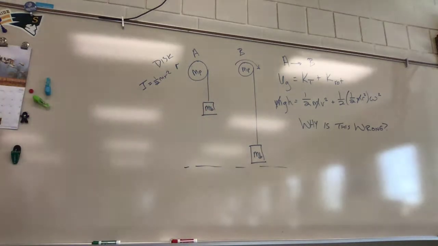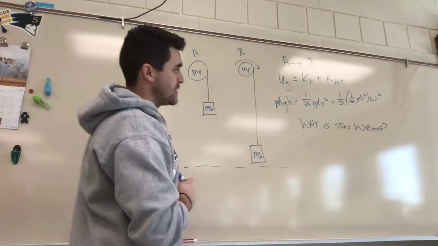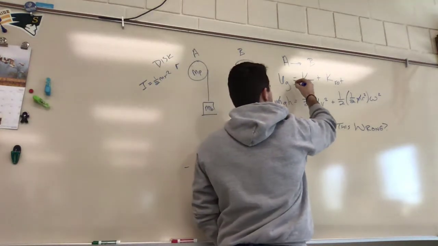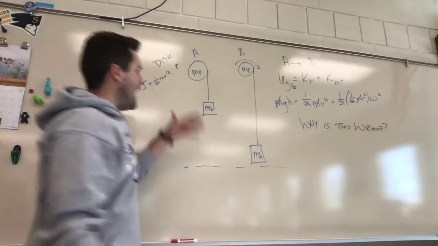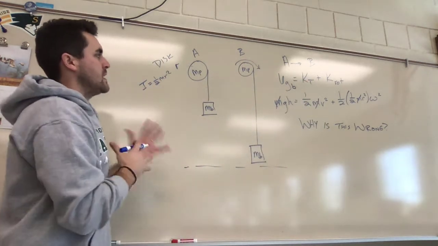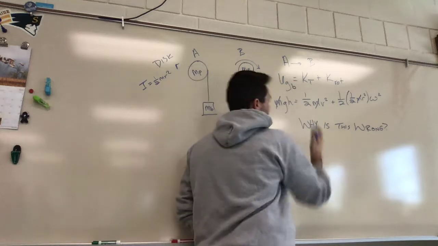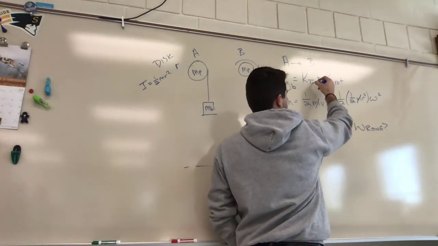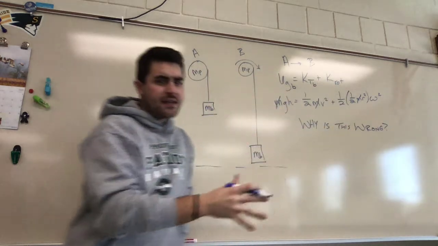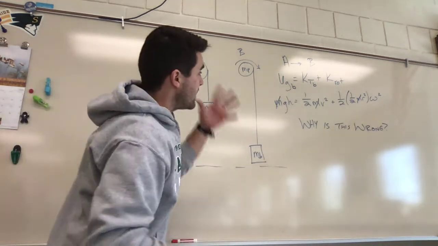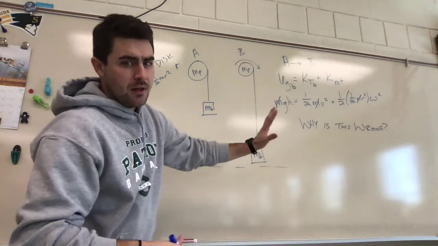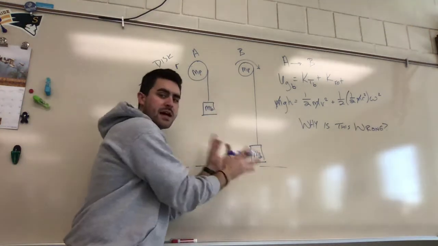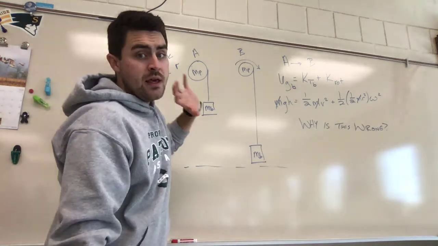In order to figure that out, we need to analyze these energies a little more carefully. So this UG was UG for the block itself. The block was above the ground. This translational energy, the object moving linearly when the system is let go, is the block as well. So this is KT block, UG block, but K rot is not the block, right? K rot, the rotational kinetic energy, is not stored in the block itself. It's actually stored in the pulley.